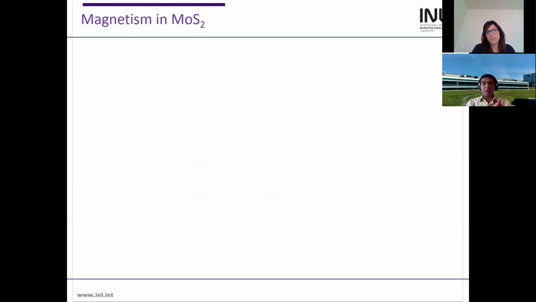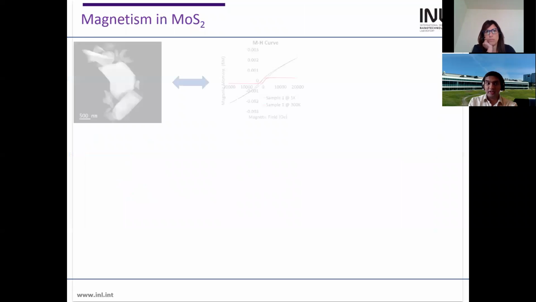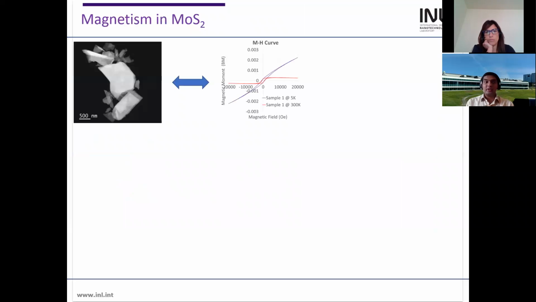Then this is one of the most recent works that I was doing, and this is the work carried out at INL. Here we wanted to study the evolution of magnetism in molybdenum disulfide. This is molybdenum disulfide, and we observe that it is a ferromagnet at room temperature. This is one of the desired properties, and I was trying to get a room temperature ferromagnet, and this is one such sample.